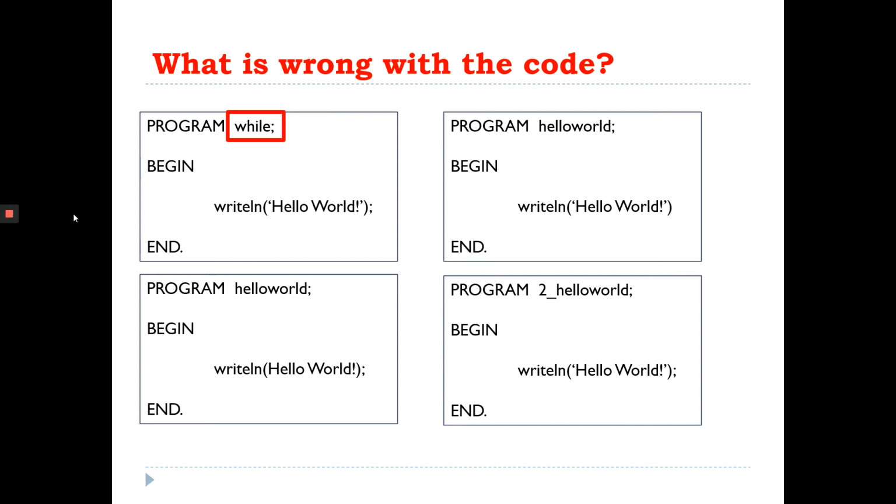All right, so the first one. We have used a reserved word for the program name. This is not allowed, as a while is used for iteration. Moving along to the right, or rather downwards, we haven't used apostrophes to indicate the string hello world, and therefore we have produced a syntax error. Third, semicolon is missing. And finally, we have started using an identifier with a number, which, if you remember from the previous slide, is not allowed.